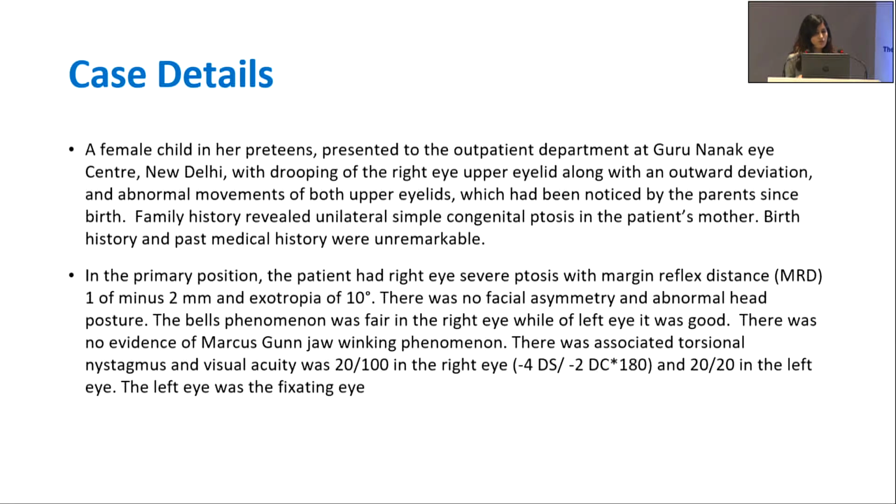The Bell's was fair in the right eye, while in the left eye it was good. There was no evidence of Marcus Gunn phenomenon, and it was associated with torsional nystagmus and a poor visual acuity in the right eye and a good visual acuity in the left eye.